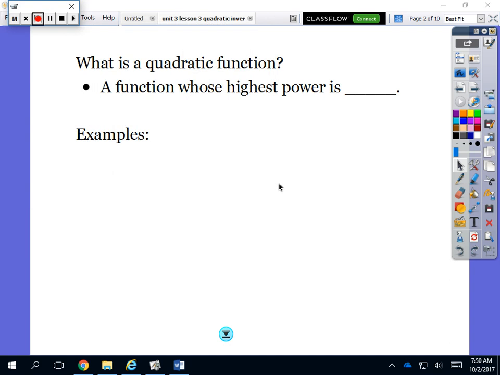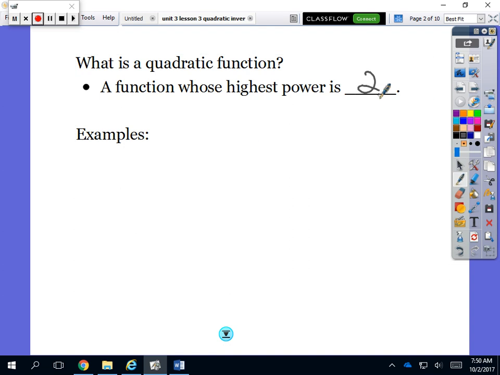Okay, so today we're going to talk about inverse quadratic functions, the ones that we learned about the other day. You have to restrict the domain in order to make it a one-to-one function, so that the inverse is also a function. A quadratic is a function whose highest power is 2.